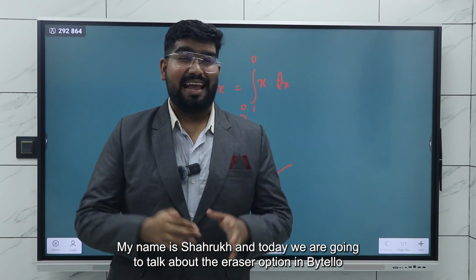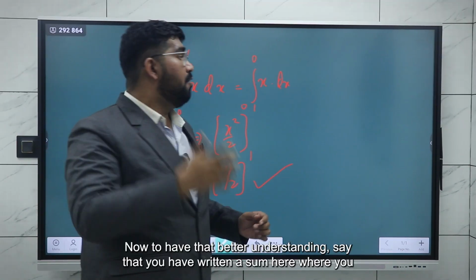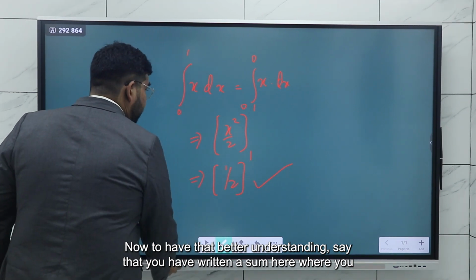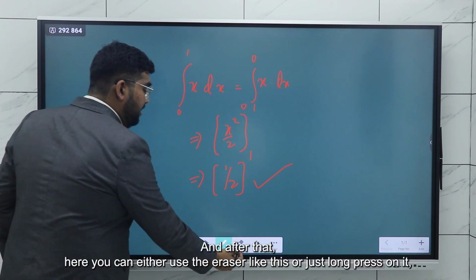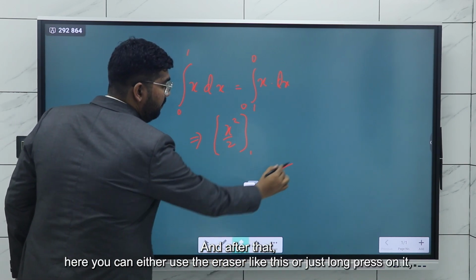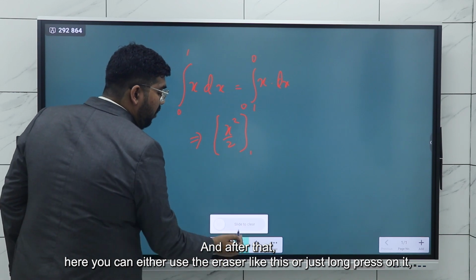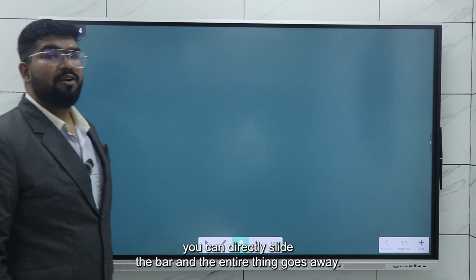My name is Shahrukh and today we are going to talk about the eraser option in Bytello class. Now to have a better understanding, say that you've written a sum here where we're talking about integration, right? And after that, here you can either use the eraser like this or just long press on it. You can directly slide the bar and the entire thing goes away.